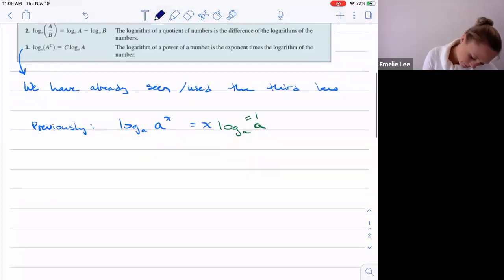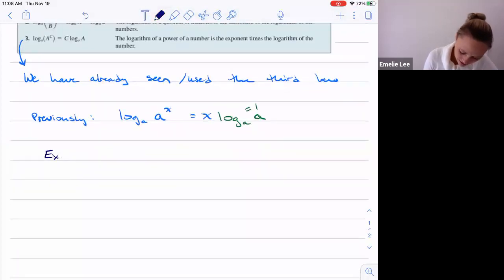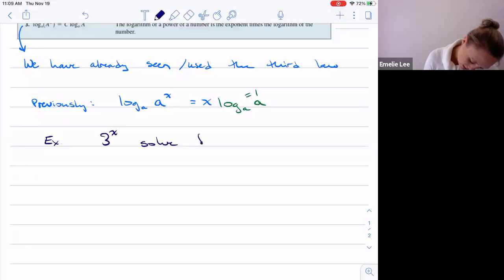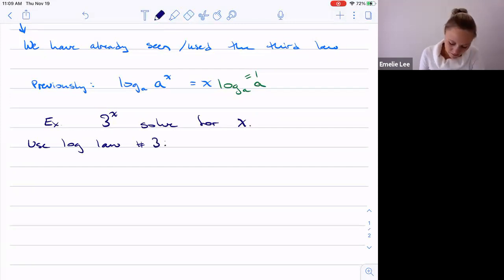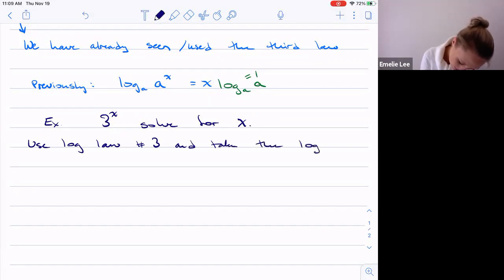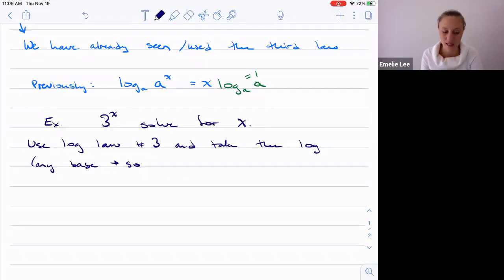So for example, if you have something like three to the power of x, and you want to solve for x, then use log law number three. Confusing because I use three as the base, but they're different, obviously. And take the log of both sides, any base. So I usually use the natural log. I don't have to use log base 3. It works for any log, right?